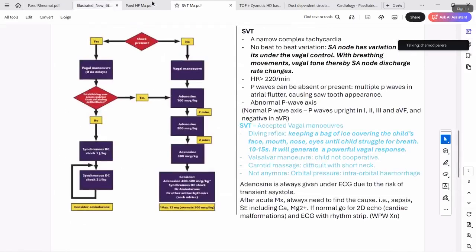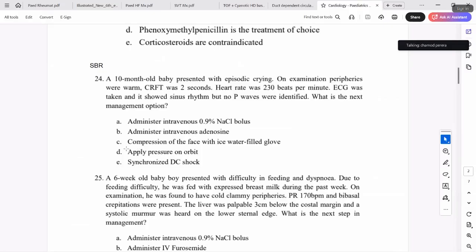So here in the answers, they had given vagal maneuvers. The only 2 vagal maneuvers listed here are the application of orbital pressure and face compression with ice water filled in a glove. Out of these 2, orbital pressure application can cause trauma. It is a bit traumatic to the baby and can cause damage. Therefore, we don't do that. That is the answer for this question, right?